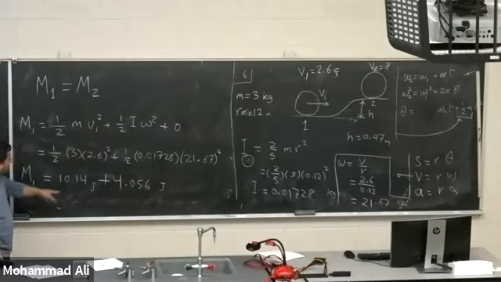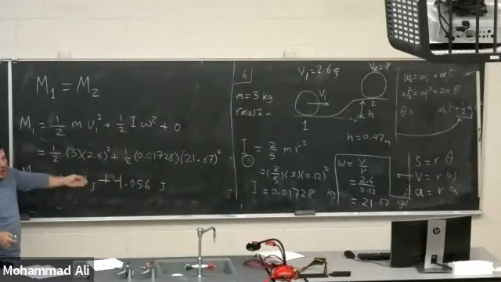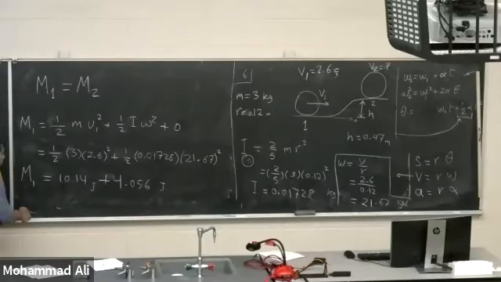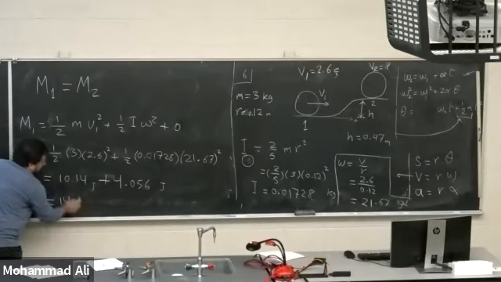This is all mechanical energy initially. You can see here, we have a linear kinetic energy, which is 10 point something. We have a rotational kinetic energy, which is 4 point something. The total energy, we need to add them together, plus 10.14. So the total mechanical energy will be equal to 14 point, you can consider it 0.2 joules.